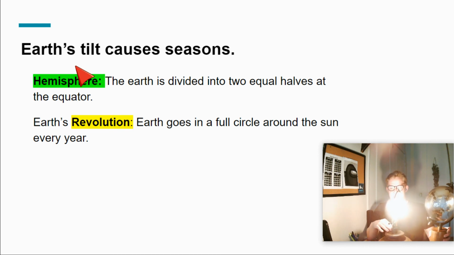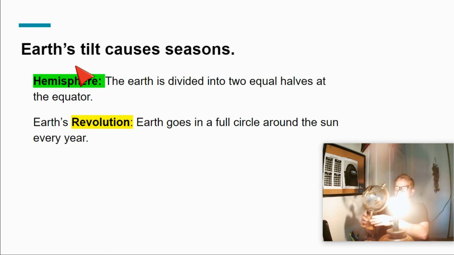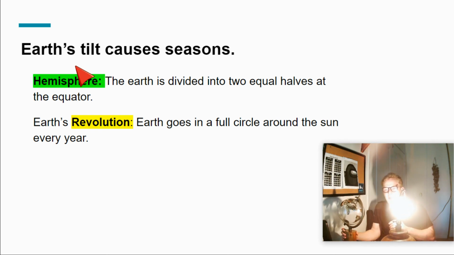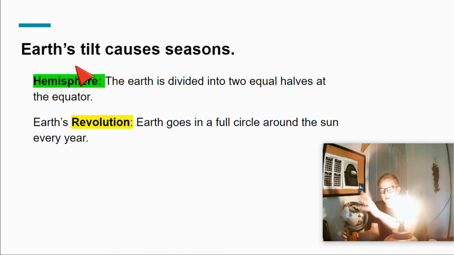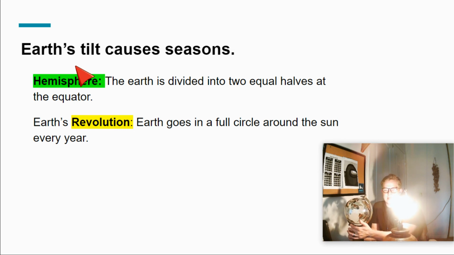Now watch what happens. As 6 months goes by and I go from summertime and revolve around the sun over here, now look what's happened. North America is now getting the majority of the sun, and South America is now not. So it is now summertime in the northern hemisphere and wintertime in the southern hemisphere.